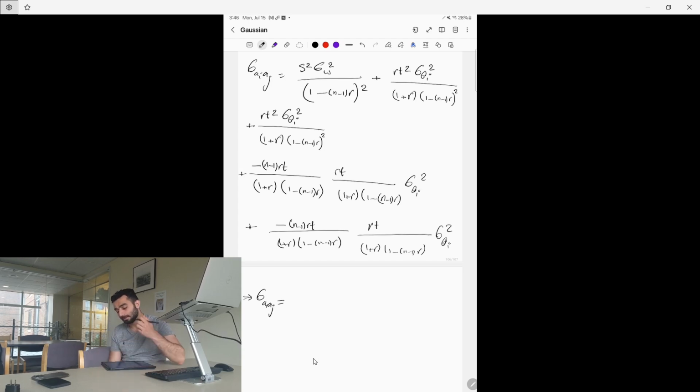Honestly, I don't think we need it, but this is squared sigma omega squared over 1 minus n minus 1 r squared plus 2 RT squared sigma theta I squared 1 plus r.